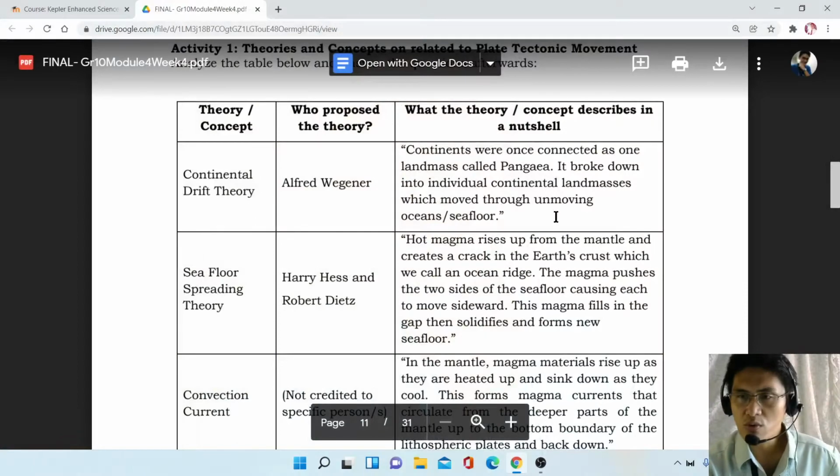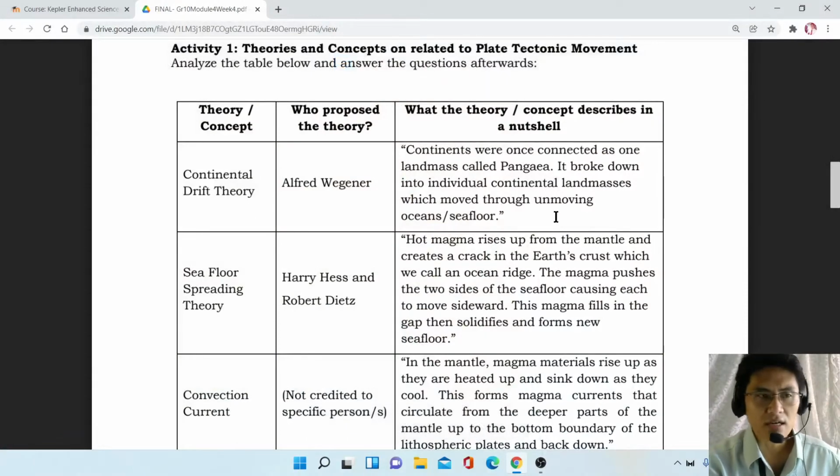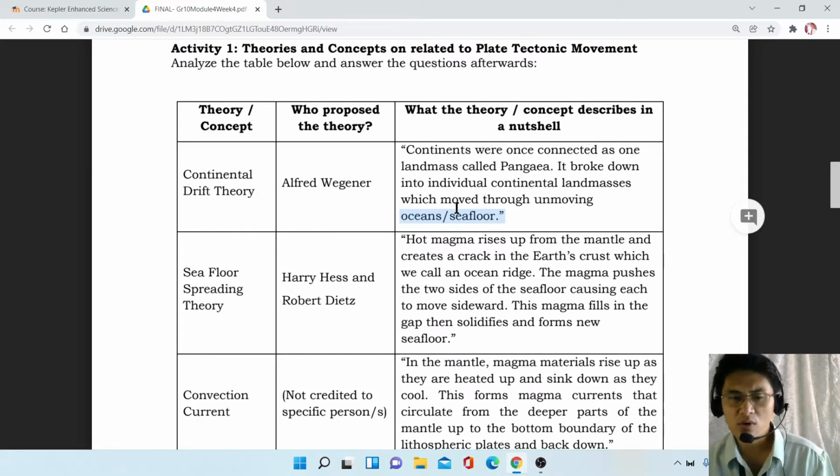Now, the only problem was Alfred Wegener again had no idea of why the land masses would move, and because he was only exploring the continents, he wasn't able to really see what is happening on the sea floor. Okay, so remember during his time there were no submarines, no imaging devices that could map the ocean floor. So obviously he was limited.